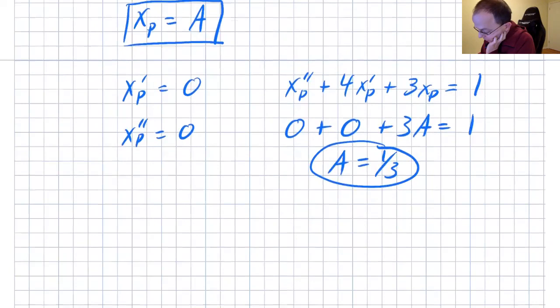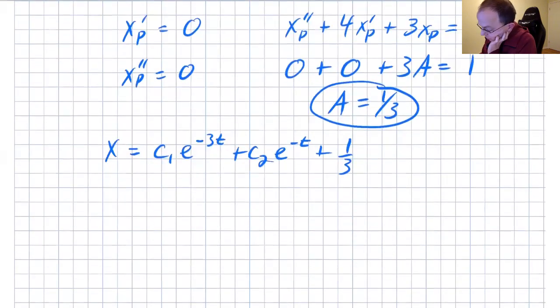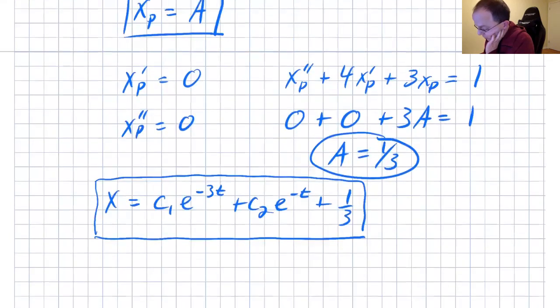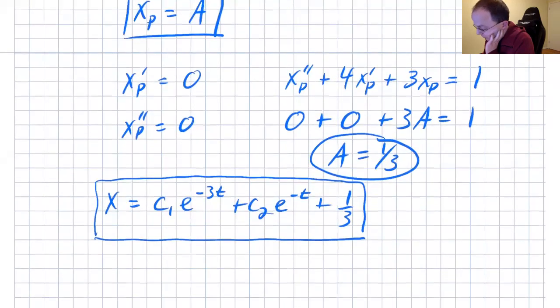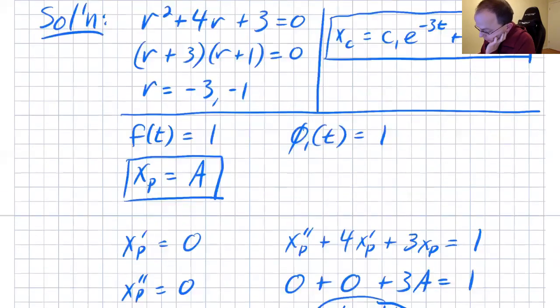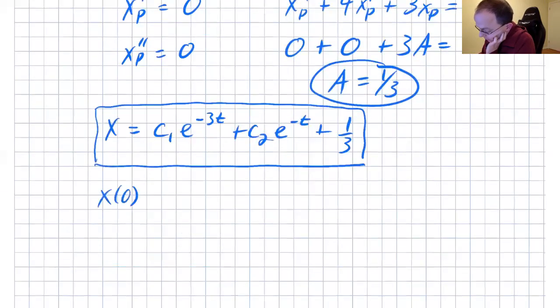So therefore our solution is going to be our complementary solution, C1 e^(-3t) + C2 e^(-t) + 1/3. So there's our general solution for the differential equation. And now we use the initial values to determine the value of C1 and C2. We have 0 and 0. Okay, that should be pretty easy, I'm imagining.